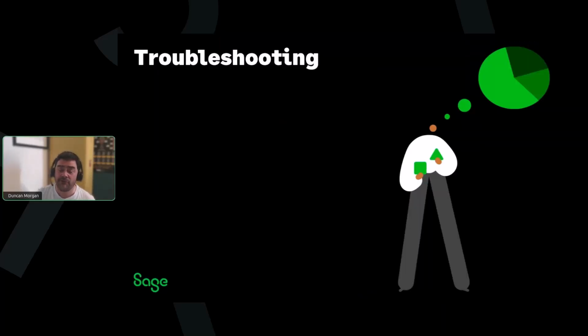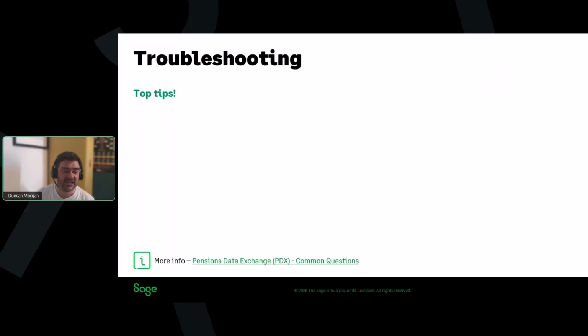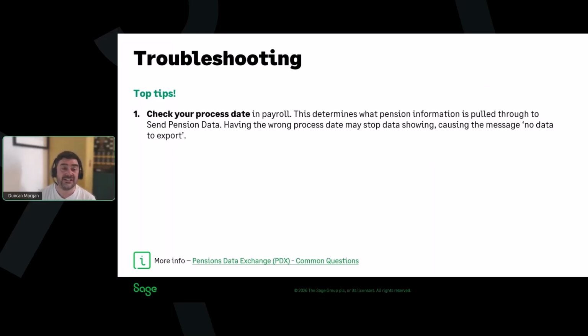So before we move away from PDX, let's just take a look at 4 top troubleshooting tips when it comes to Pensions Data Exchange. Tip number 1 is to check that you've set your process date to the process date that you would like to submit to your provider, as this will determine what pension information is pulled through to send pension data. So if you have an incorrect process date, perhaps a date in the past, that may stop the correct data from showing. And it's one of the common causes of the no data to export message.